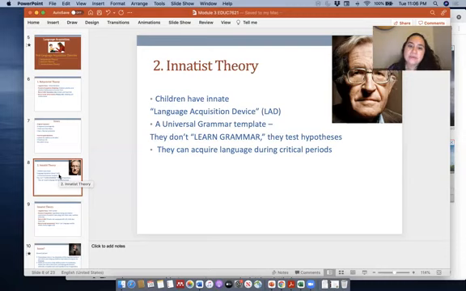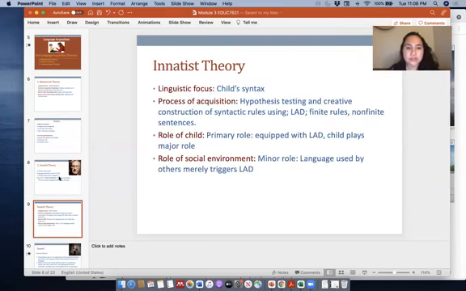And under this theory, there's a specific period that's crucial to acquire language, and that period is the early childhood stages. So the focus here under this theory is the child's syntax, the way the child places words in a sentence. And the process of acquiring language is, like we mentioned before, testing out forms of language for a specific social convention or use.